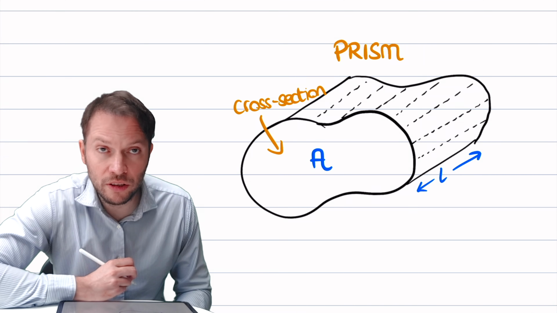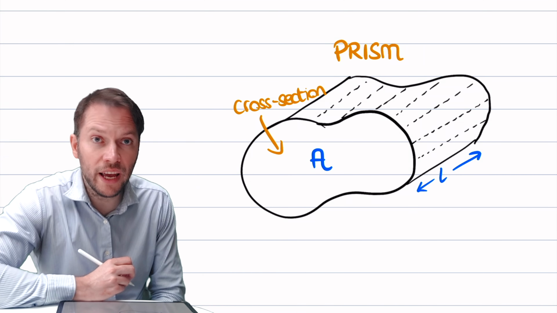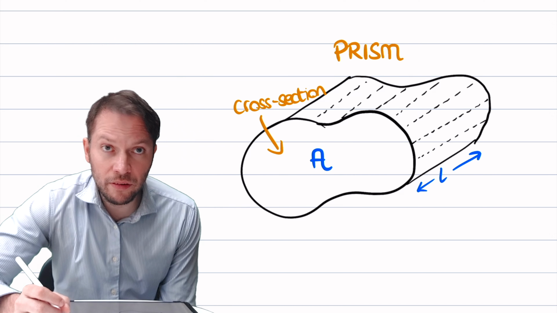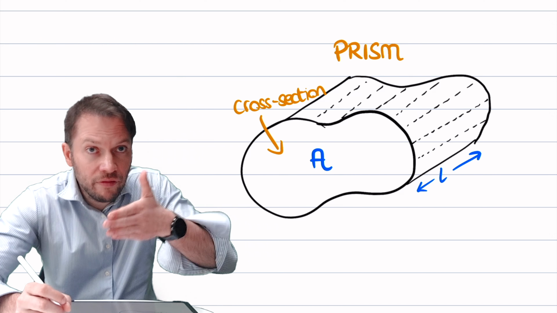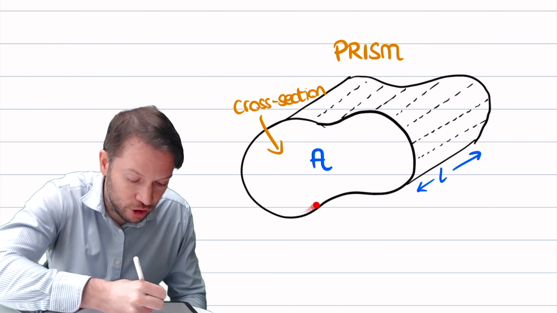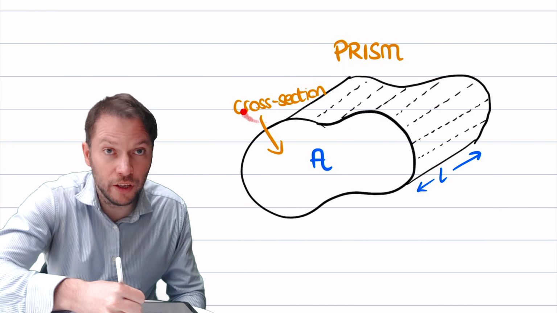Hi, in this video we're going to find the volume of a prism. Now let's remind ourselves what a prism is. It's just a 3D solid such that wherever you chop it, you see the same shape. And this shape you see wherever you chop it is known as the cross section.